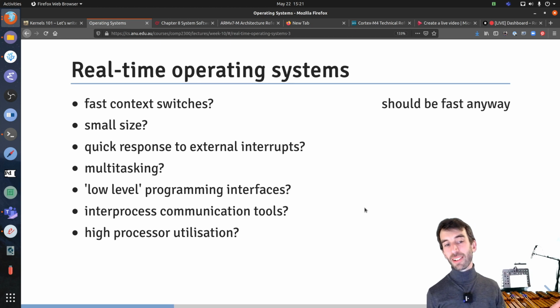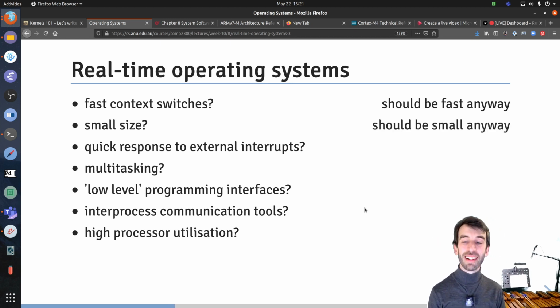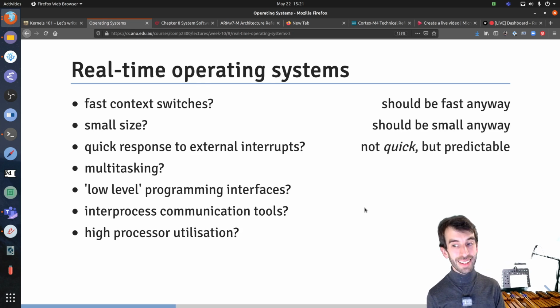Well, context switches should be fast anyway. Operating systems should be small anyway. External interrupts, it's not exactly that we need the responses to be quick, but we need them to be predictable. So there might be some external events that we need to have access to on a highly predictable and regular basis, and some that we don't need to have that access.